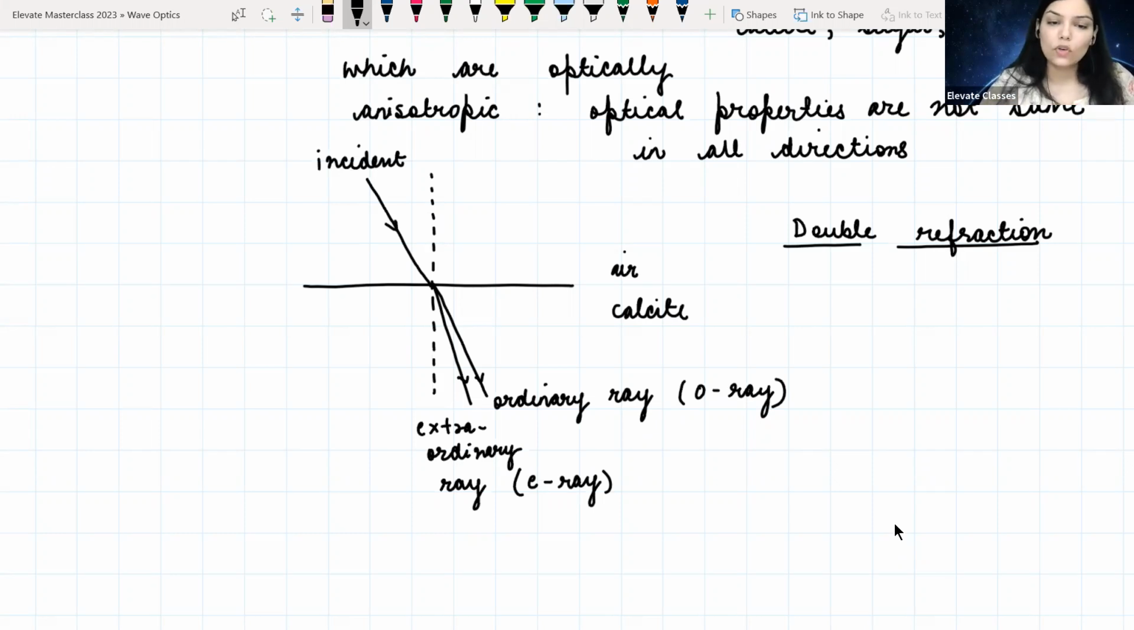But the ordinary ray would never feel that it is in an anisotropic medium. The ordinary ray would always feel that it has the same refractive index in whichever manner it propagates. So it doesn't matter. You can make a note here, or maybe let me write what double refraction is.